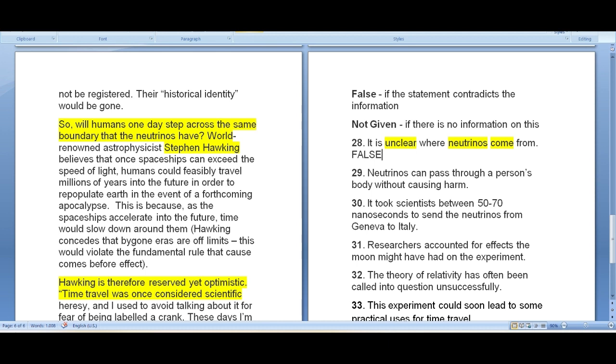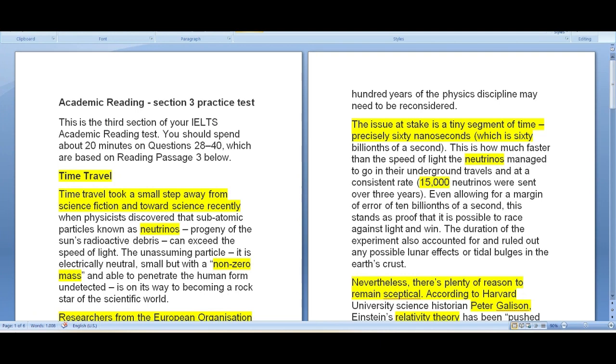Next question. Neutrinos, again neutrinos, can pass through a person's body, let's say a body, these are our keywords, without causing harm. The underlining or the highlighting here helps me to really understand what the question asks me. If I don't know what the question really talks about, I won't be able to find it. That's the rule. So the first thing I have to do is to really understand what these sentences talk about. I have understood what it talks about, so let's go back to the text.